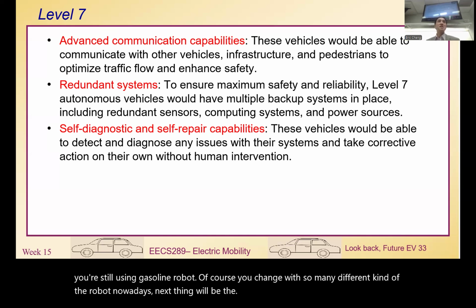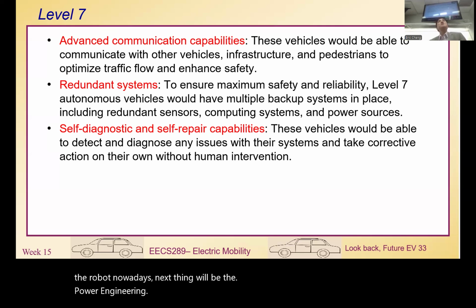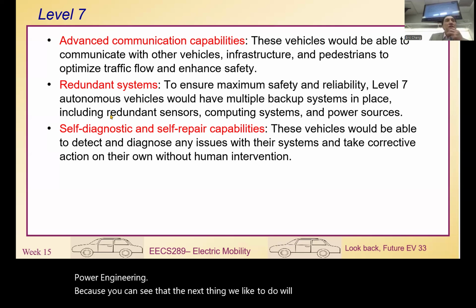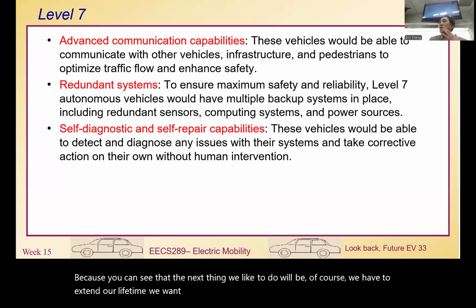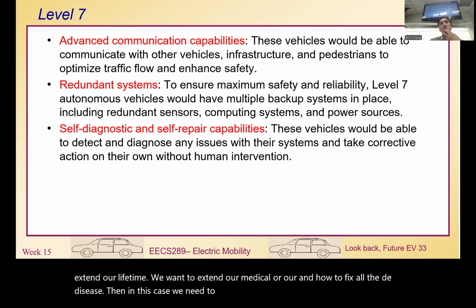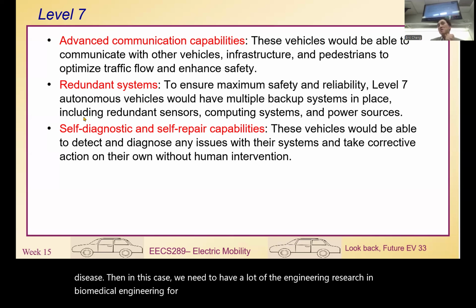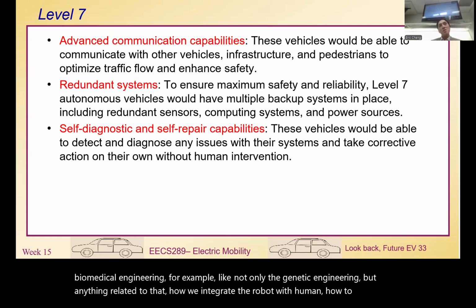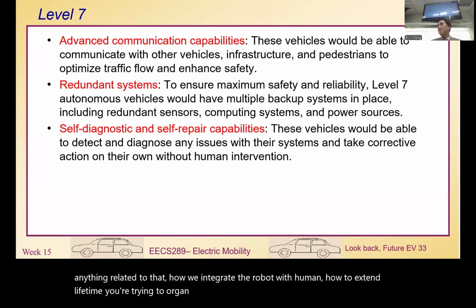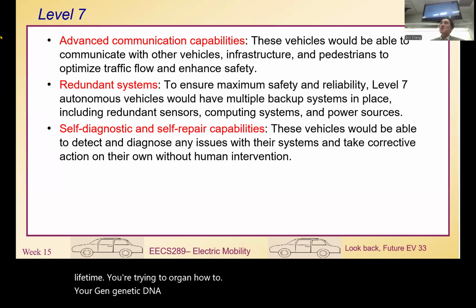bioengineering. Because you can see that the next thing we like to do will be, of course, we want to extend our lifetime. We want to extend our medical, or how to fix all the disease. Then in this case, we need to have a lot of engineering research in biomedical engineering. For example, not only the genetic engineering, but anything related to that: how you integrate the robot with human, how to extend lifetime, electronic organ, how to change your genetic DNA, whatever. So marvel about this kind of area.